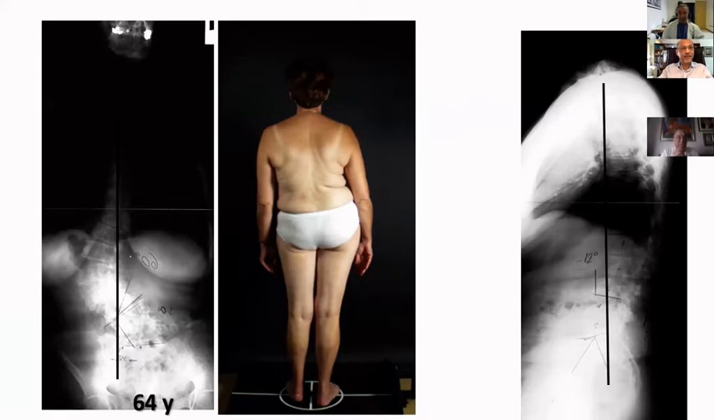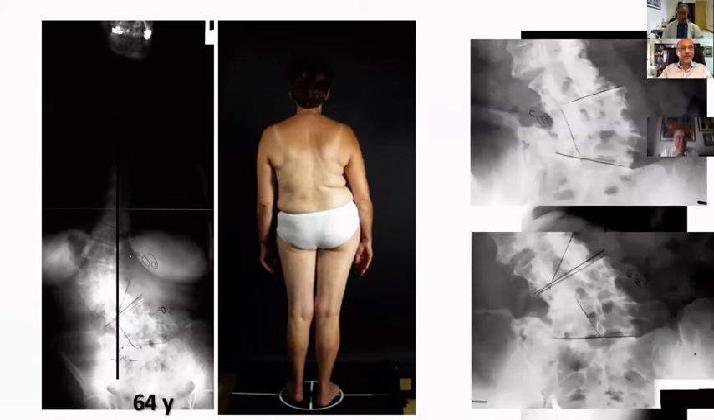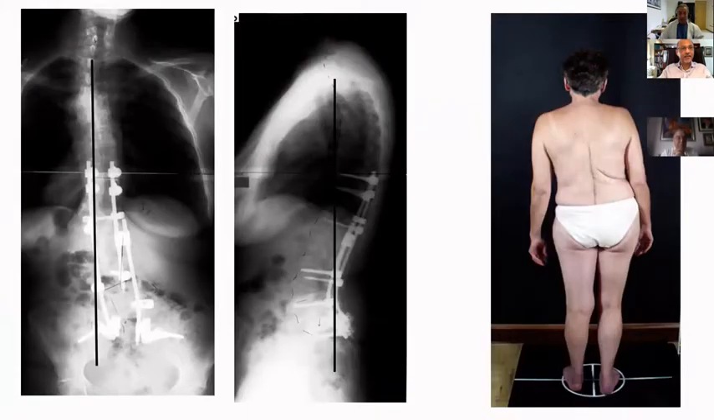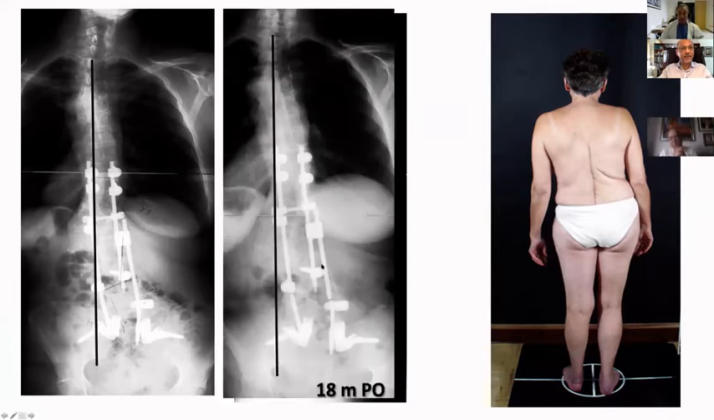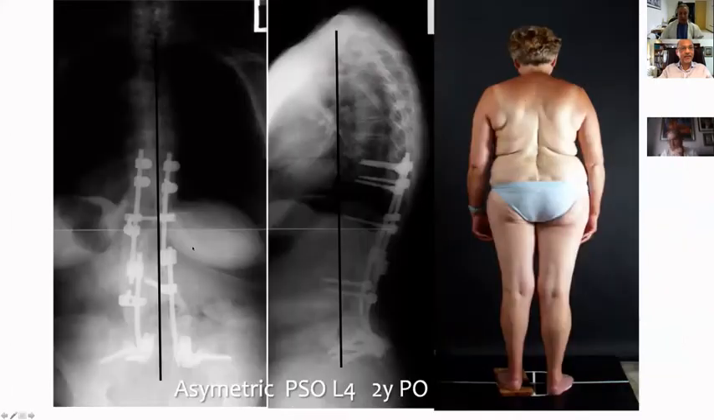Let me give you a counterexample. This patient had almost the same deformity, and the correction of this patient was suboptimal. You can see that after the surgery, the coronal axis is still not balanced, while the sagittal plane is okay. And 18 months later, you have a hardware failure, probably because of this issue. Again, we used the domino technique in order to balance, and an asymmetrical PSO of L4 to get a coronal realignment.